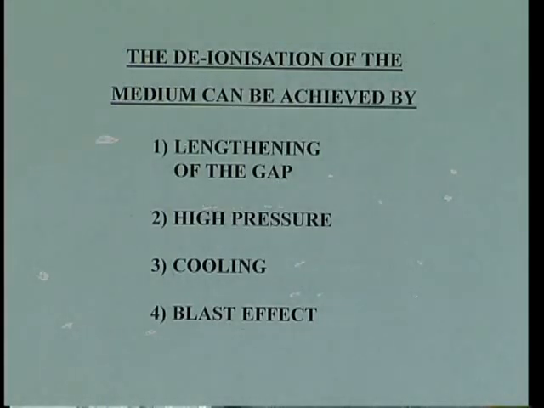The second one is high pressure. With high pressure, the increased density of particles causes higher deionization. That means we can increase the pressure of the particles near the arc, or in the vicinity of the arc, and therefore the dielectric strength also increases. If the dielectric strength of the arc increases, the current decreases and therefore the arc is extinguished. Next one is cooling.